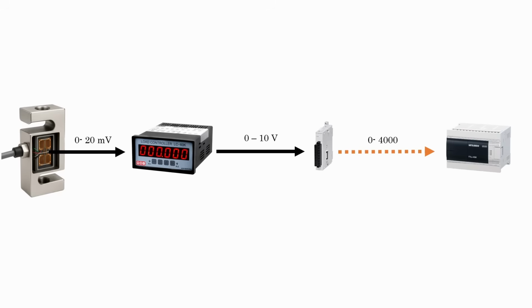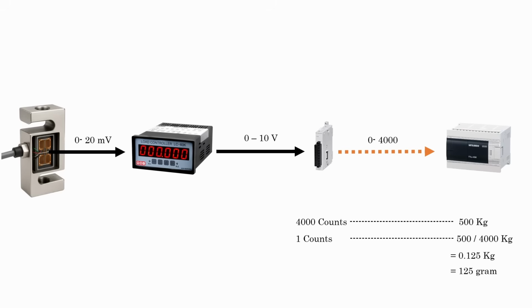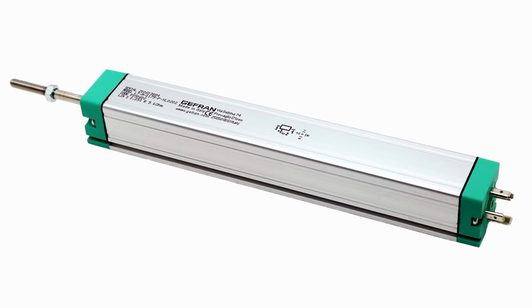Now let's calculate the resolution or least count of the system. So we are scaling 4000 counts to 500 kg. That means one count equals 500 divided by 4000, which is 0.125 kg, or 125 gram. So even if the load cell can measure 100 grams or 50 grams, the system can only display in steps of 125 grams. Because that's the resolution limitation of your PLC input system. And this same calculation method applies to other analog sensors like linear potentiometers or temperature sensors.